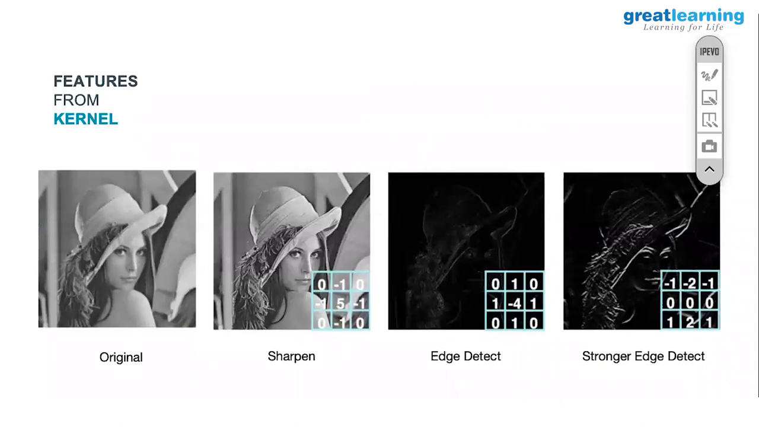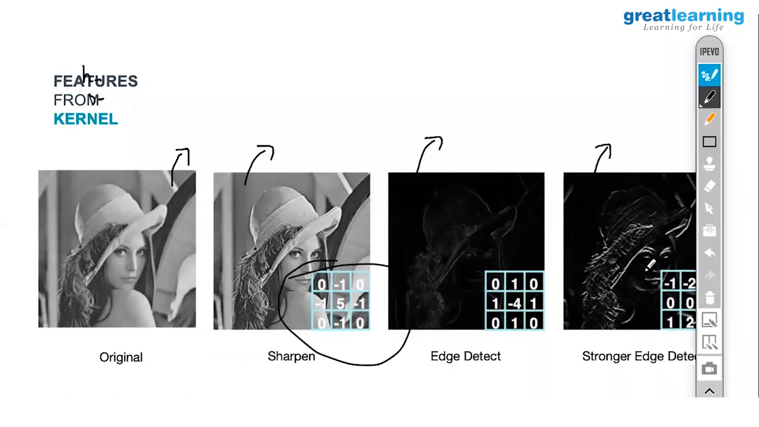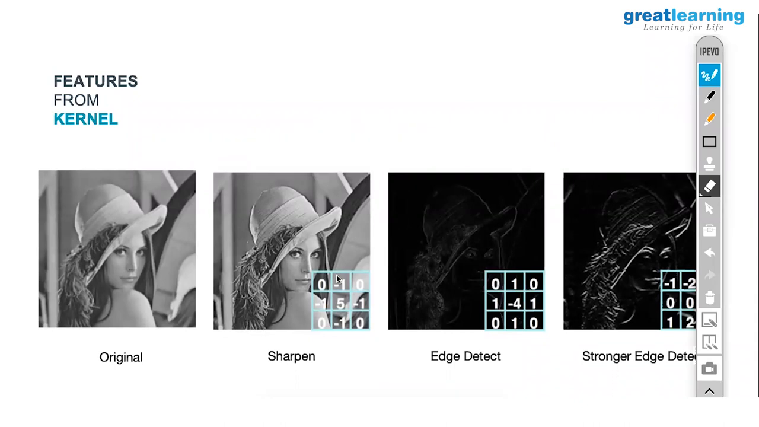Now, what if I want to sharpen my image more? What is the possibility? What can you change here? Is anybody able to get the pattern? 5 needs to be changed to, let's say, 10. Good. Perfect. So just understand the pattern, and you will get the processing part.